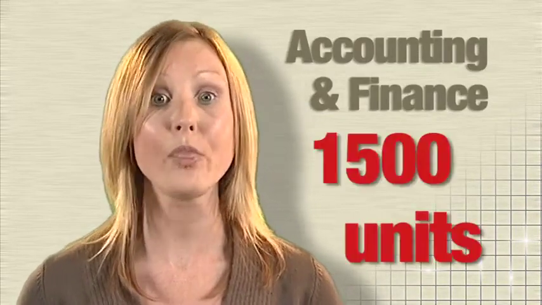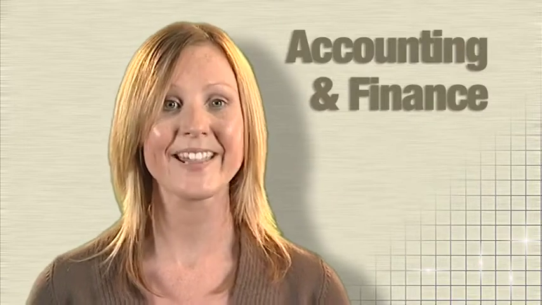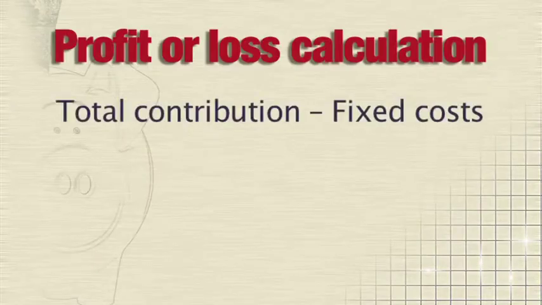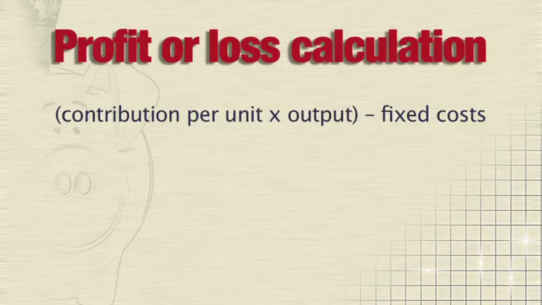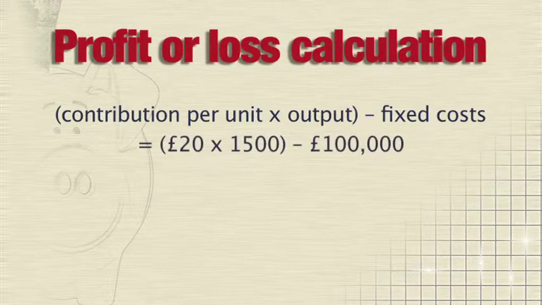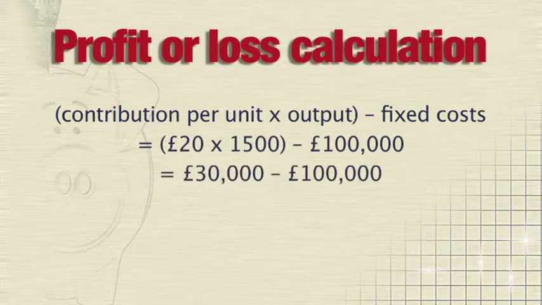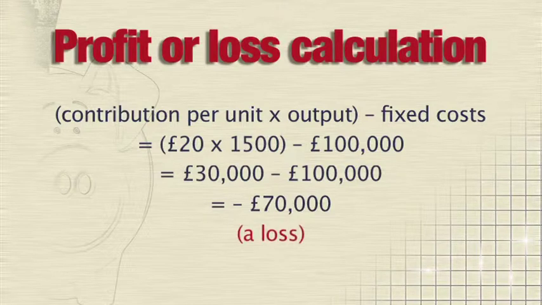Right, let's work out what the profit or loss would be at 1,500 units. The calculation is total contribution minus fixed costs. So this would be contribution per unit times the output minus the fixed costs, which is £20, times 1,500 minus £100,000. This gives us £30,000 minus £100,000, which is minus £70,000, and therefore a loss.